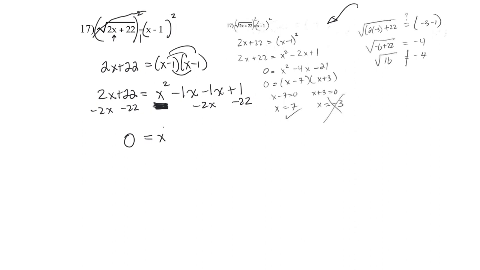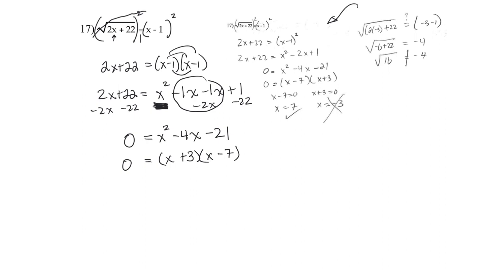Okay, so I have x squared. Altogether, that would be minus 4x. And then 1 take away 22 would be negative 21. Okay, so now it's a quadratic. It's equal to 0. Now we try and factor. So two things that multiply to negative 21 and add to negative 4, I think are negative 7 and plus 3.